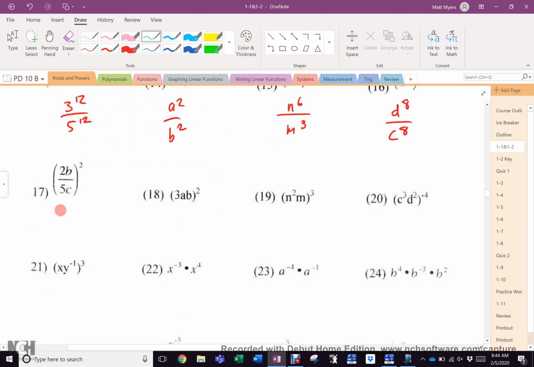So, 17, the second hardest one on the whole page. 4B squared over 25C squared. Nicely done. 18. 9A squared B squared. Squeaky Shoe Club. 19. N to the 6 over N to the 4th. 20. What? 1 over C squared D. Nicely done, ladies and gentlemen.